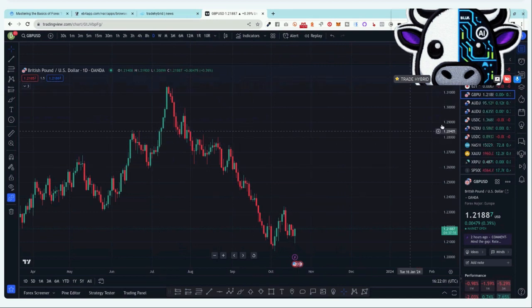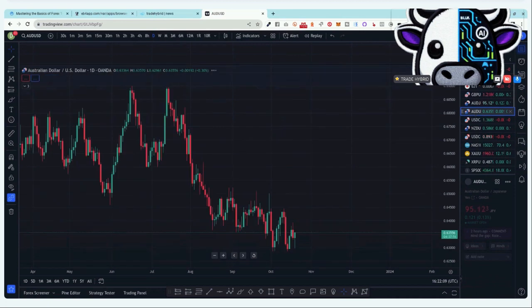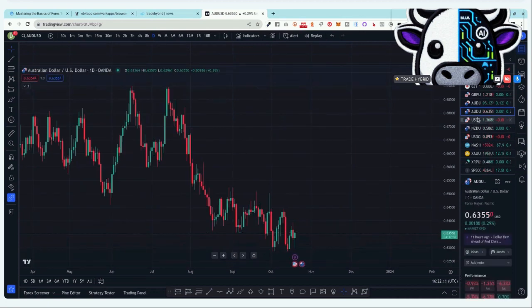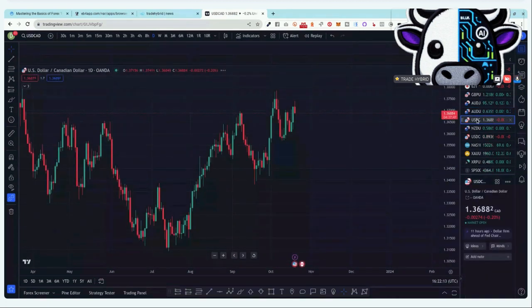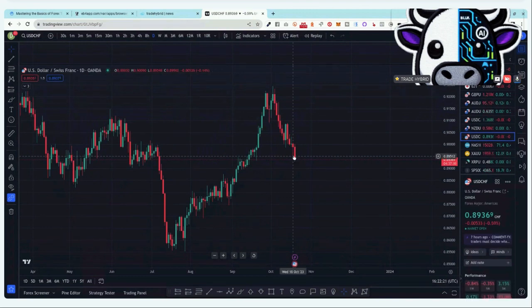But here we're seeing the price. Here's the currency. That's GU. Here is the Australian dollar versus the Japanese yen. Here's the Australian dollar versus the US dollar. Here's the US dollar versus the Canadian dollar. Here's the New Zealand dollar versus the US dollar. Here's the US dollar versus Swiss franc. So you're seeing the currencies compete against each other, and you're able to see in real time where they are.